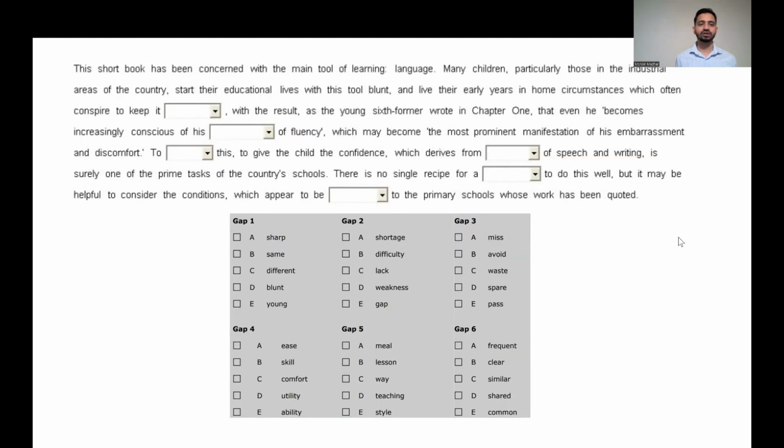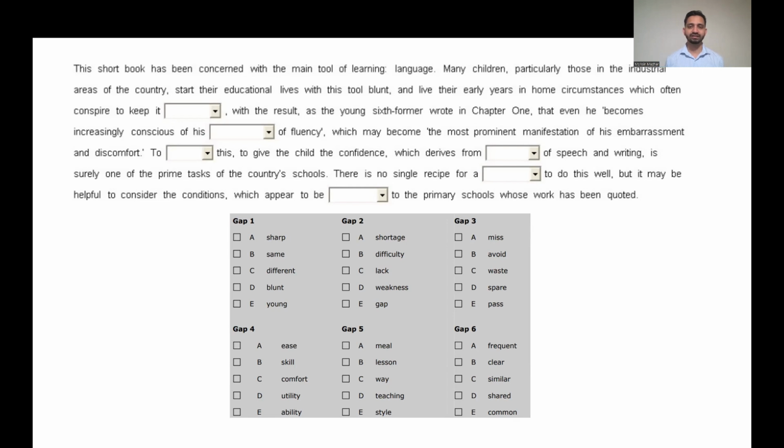All right, now we're going to talk about our first reading and writing fill in the blanks. So I'm going to read the whole article and see if it makes sense to me, and then I will start reading it again, and I'll do the blanks one by one. So this short book has been concerned with the main tool of learning, language. Many people, many children, particularly those in the industrial areas of the country, start their educational lives with this tool blunt.